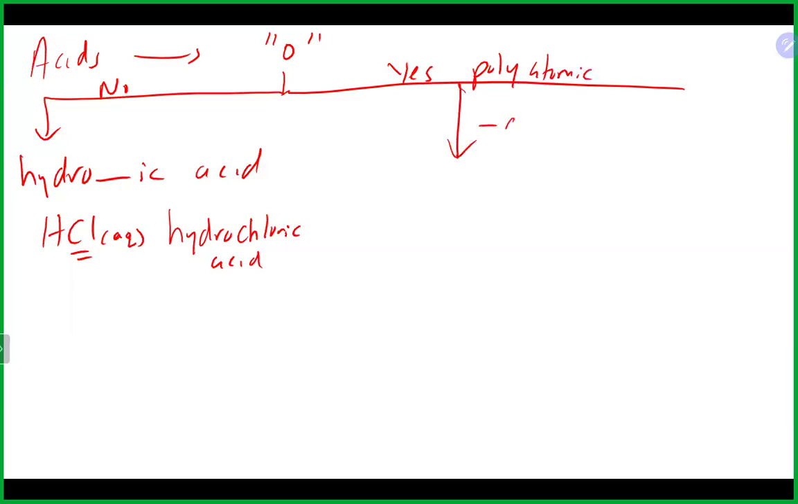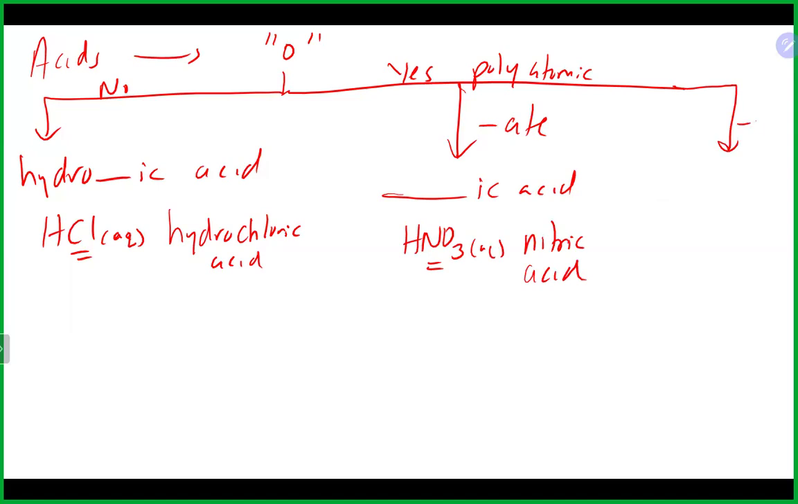If it does have oxygen, it usually will contain a polyatomic ion in it. If your polyatomic ion ends in -ATE, then your acid name will be something-ic acid, like HNO3. That's nitrate. This becomes nitric acid. If your polyatomic ion ends in -ITE, it will be something-OUS acid, like HNO2. Nitrite, nitrous acid. So that's pretty much your acids. And again, it's really all about whether or not there's oxygen.